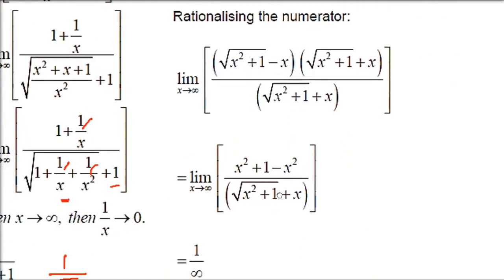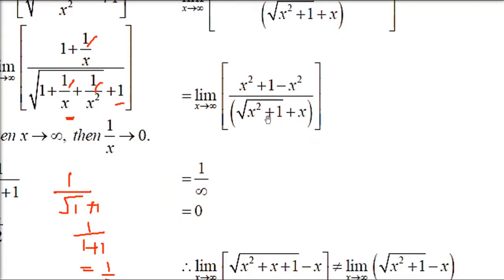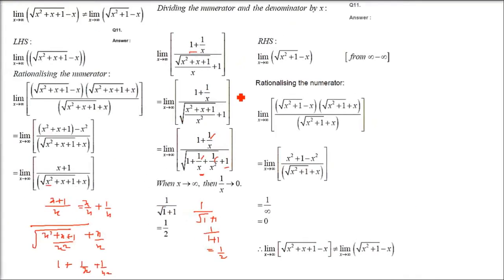So multiply it with plus, and you will get numerator as a square minus b square. So x square plus 1 minus x square by under root x square plus 1 plus x. X square gets cancelled. You will get 1 by under root x square plus 1 plus x. So now when you apply x as infinity here, x square plus 1, you could even divide it by x and take x outside. That is also possible, but you don't need to, because you can directly apply infinity.